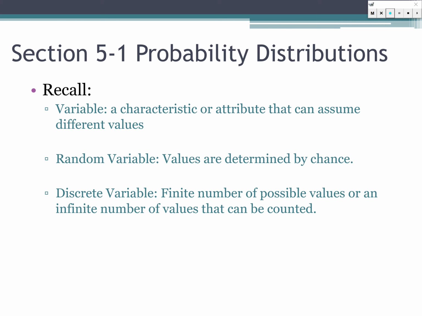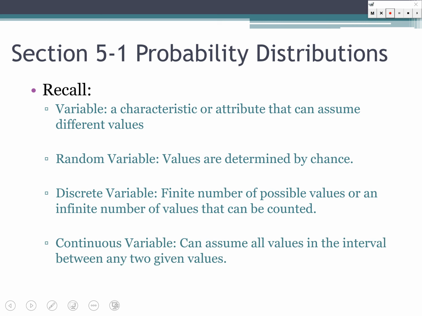A discrete variable has a finite number of possible values, or an infinite number of values that we can actually count. And a continuous variable can assume values in the interval between any two given values. So for continuous variables, we had a lot of different measurements, like weights and heights and things like that.